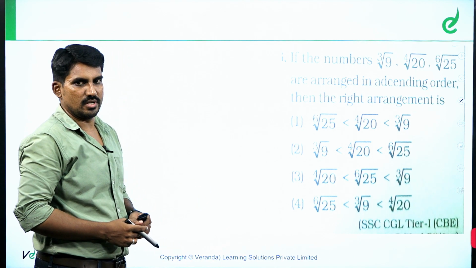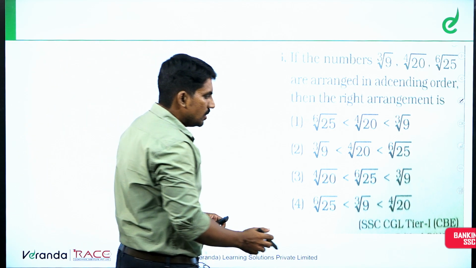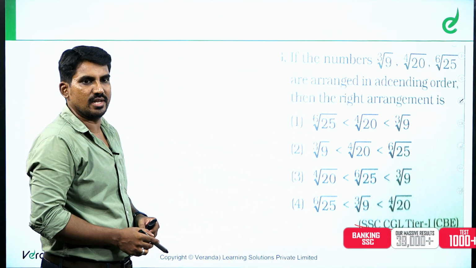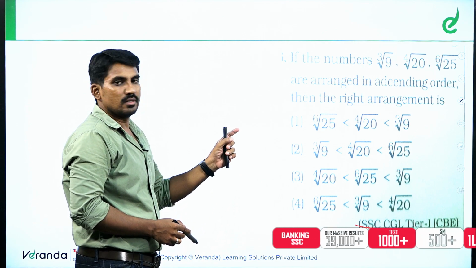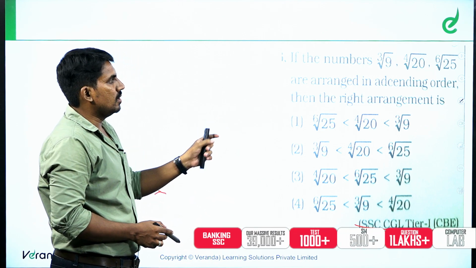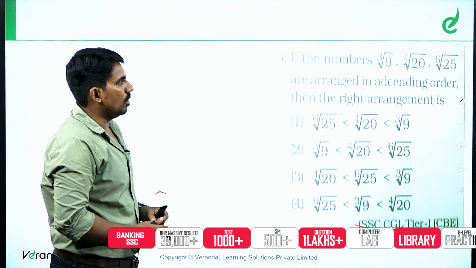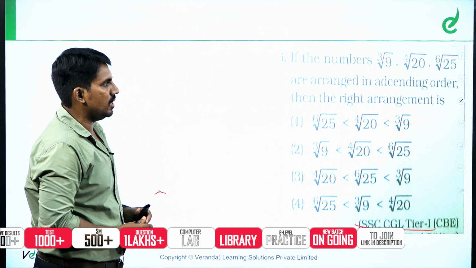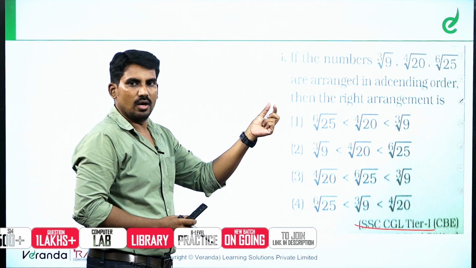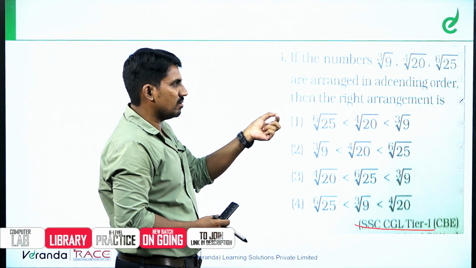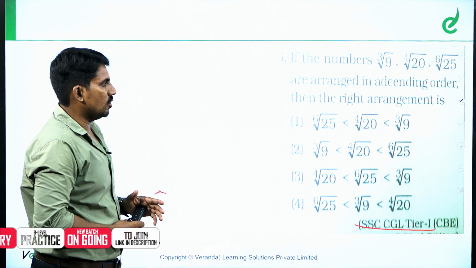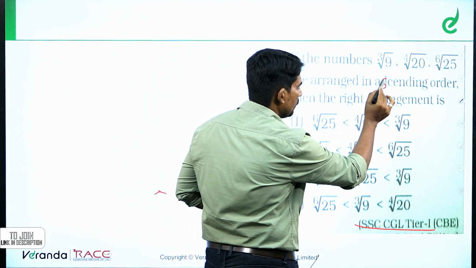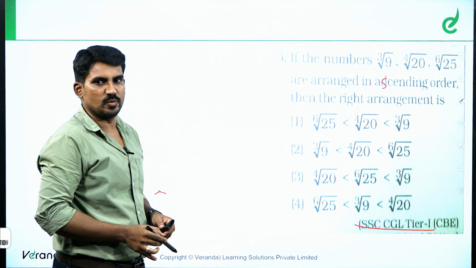Now, next question. See the question. It is a CGL Tier 1 question, one of the previous year CGL Tier 1 questions. If the numbers are cube root of 9, comma, 4th root of 20, comma, 6th root of 25, we have to find them in ascending order. Arranged in ascending order. Clear? Then the right arrangement is?